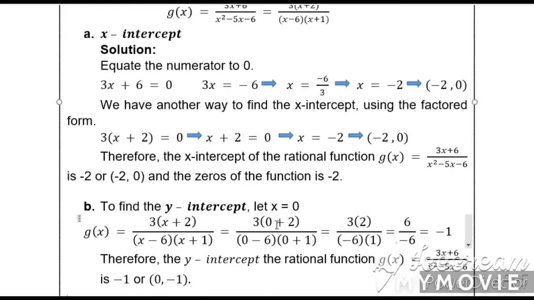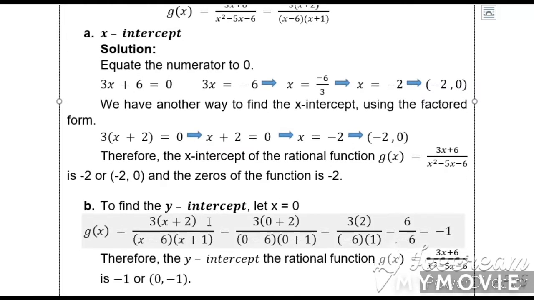Let's now find the y-intercept. So to find the y-intercept, let x equal 0. g of x is equal to 3 quantity x plus 2 over x minus 6 times quantity x plus 1. So when you simplify, you substitute the value of x with 0. So this will become 3 times quantity 0 plus 2 over 0 minus 6 times 0 plus 1. Again, our x values become 0. Then you have to simplify.